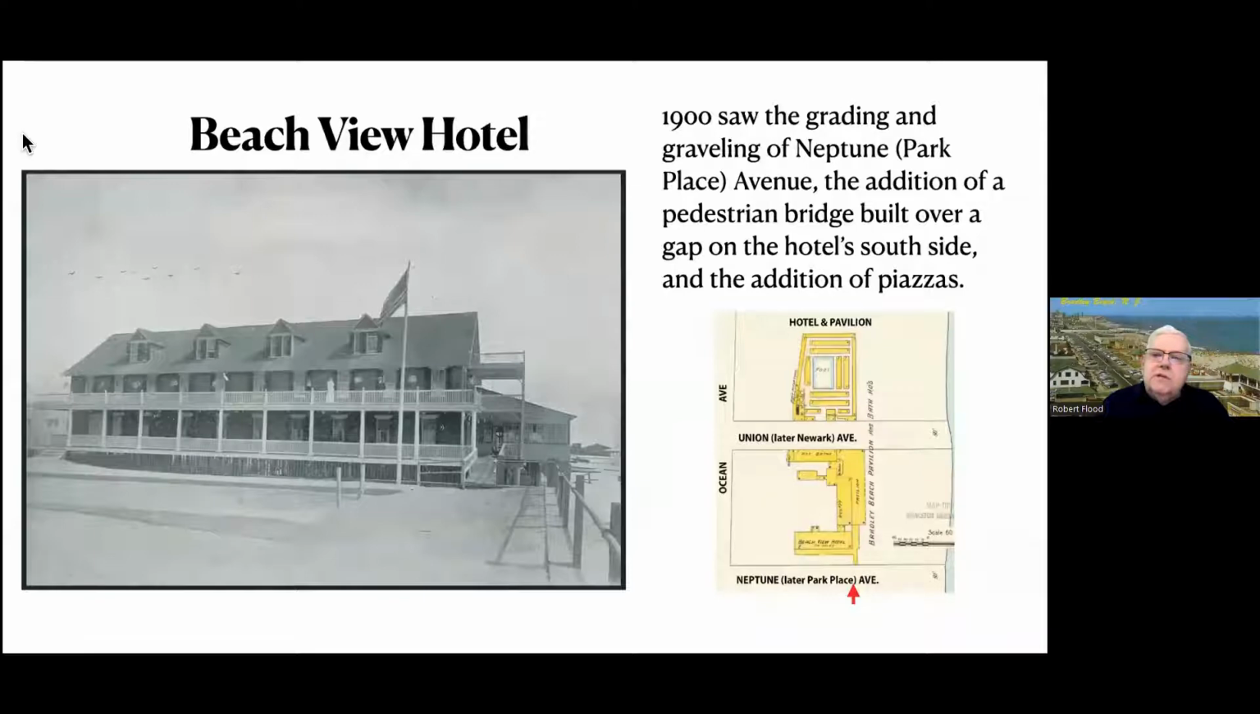The Beach View Hotel in 1900 saw some nice improvements. First of all, there was the grading and graveling of Neptune Avenue, that's Park Place Avenue. And that's pictured in here on the bottom left. And again, this is on what is today the beach. The addition of a pedestrian bridge built over a gap on the hotel's south side was constructed, and the piazzas, both on the front ocean side and on the street side, were constructed.